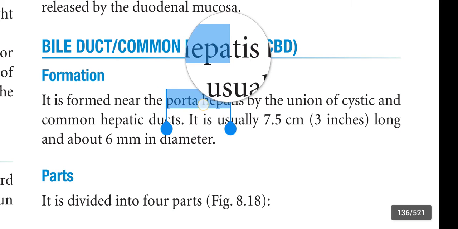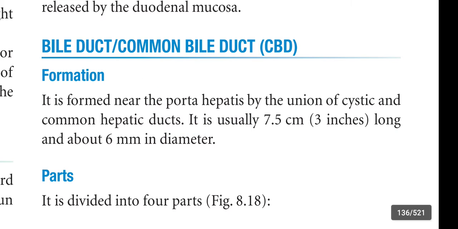Okay guys, it is formed near the porta hepatis by the union of cystic and common hepatic ducts. It's usually 7.5 centimeters, that means 3 inches long, and about 6 mm in diameter.